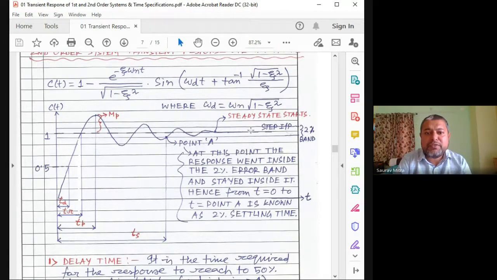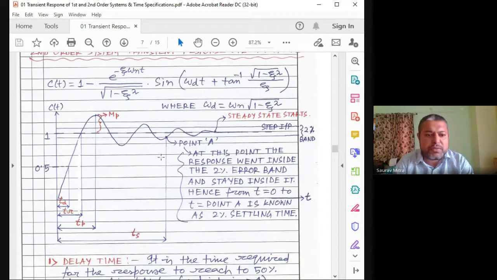And here you find the output is 1, input is also 1. So at steady state, you find the difference between system input and system output. Here system input is 1, system output is 1, so steady state error is equal to 0. Here something is written, 2% error band, 5% error band. I will discuss it some other time. So CT is equal to this, and this is the response.